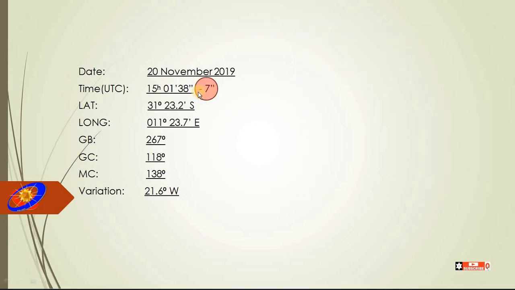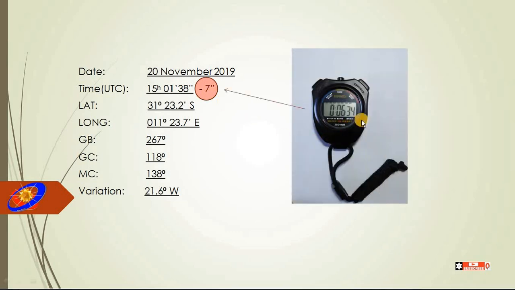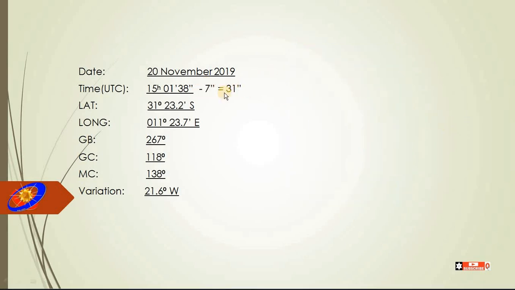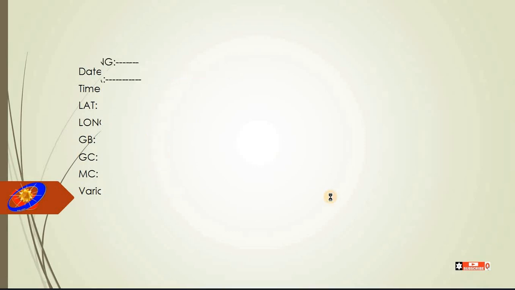Okay, so minus 7 seconds. What is this? This is from the stopwatch. This is the time that you take from on reaching on the GPS from the gyro repeater. Okay, we subtract it on 38 seconds and we get 31 seconds, and this is now the sequence that we're going to use for the rest of our calculation.